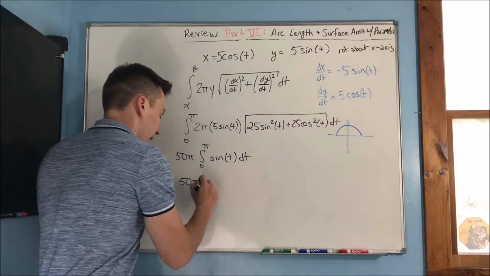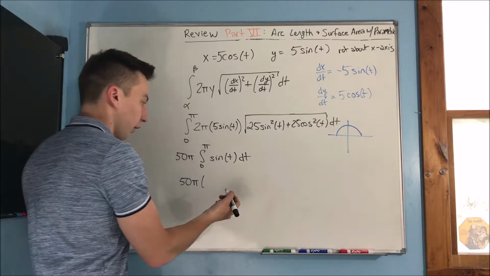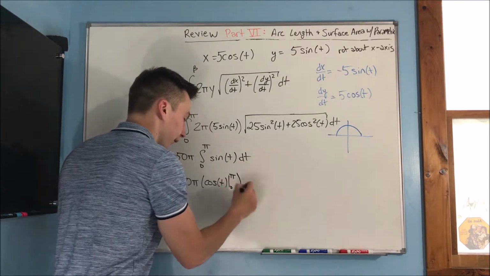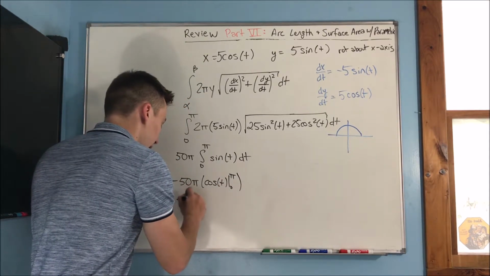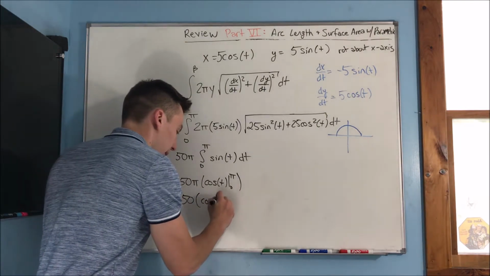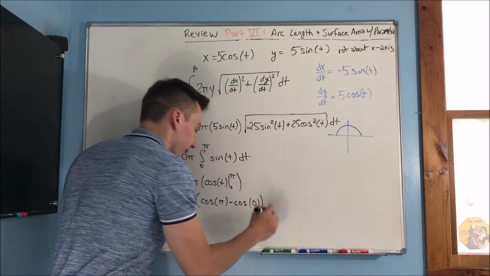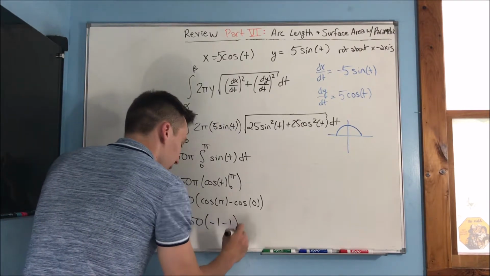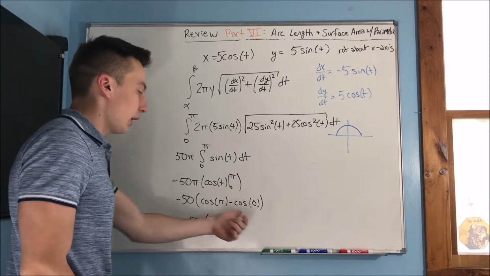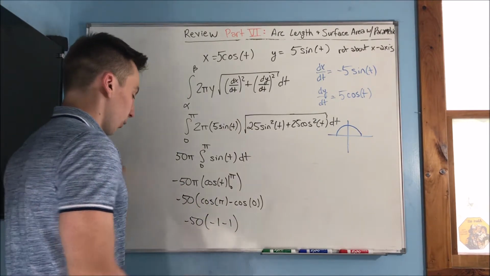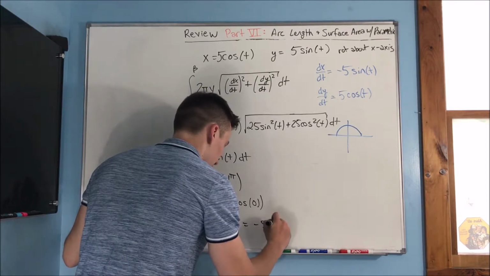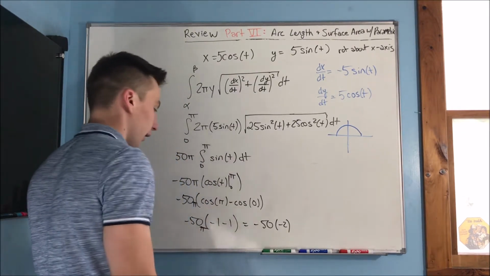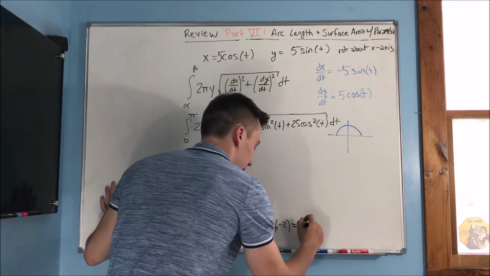Integrating this, you get 50 pi times, this will be a negative cosine t, so we can just pull out that negative cosine of t evaluated from 0 to pi. Doing our little evaluation here, negative 50 pi times cosine of pi minus cosine of 0. And we know that that is negative 50 times negative 1 minus 1, right? Cosine of pi is negative 1. Cosine of 0, that's 1. And we get negative 50 times negative 2. And where did my pi go? There it is. Forgot it. So that's going to give us 100 pi.